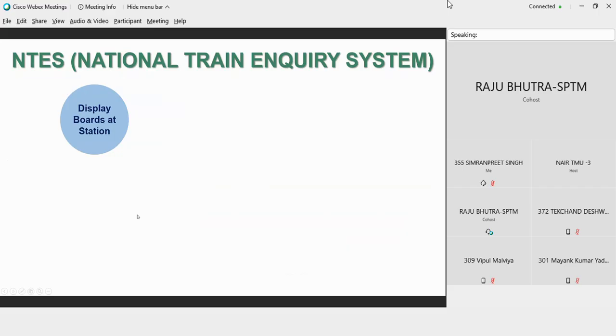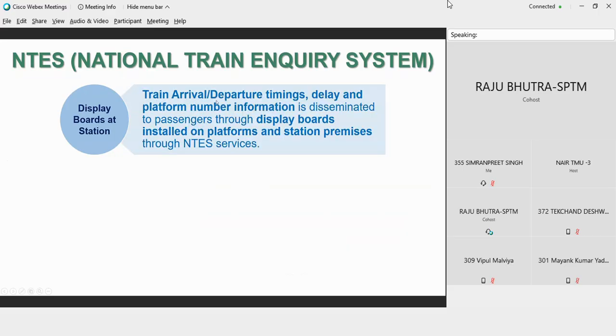Then display boards are provided at the stations. Train arrival, departure timings, delay and platform number information is disseminated to passengers through display boards. Various display boards are available at the stations, which are installed on platforms and within the station premises, which use the NTS service. So whatever information is available on the NTS, that will only be displayed and shown to the passengers who are there at the station.